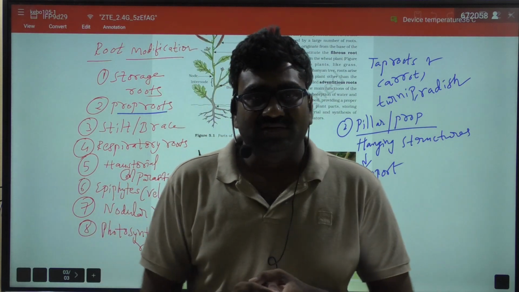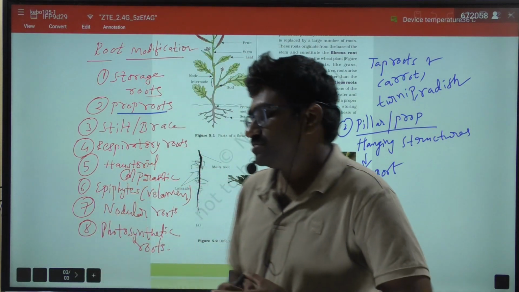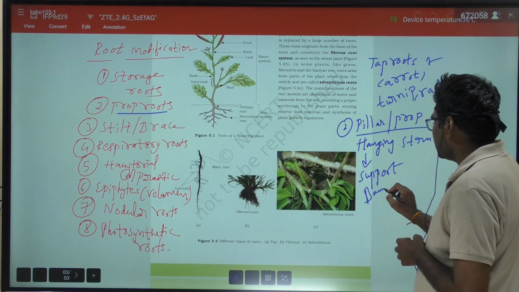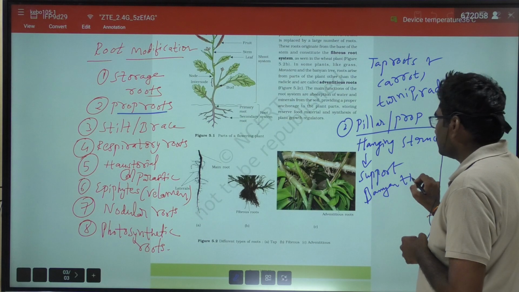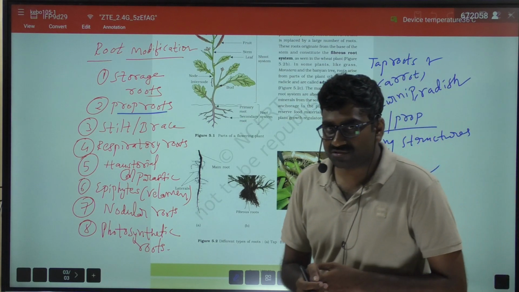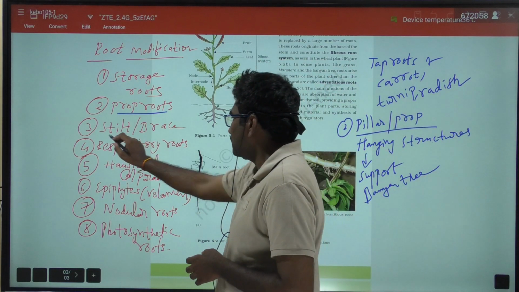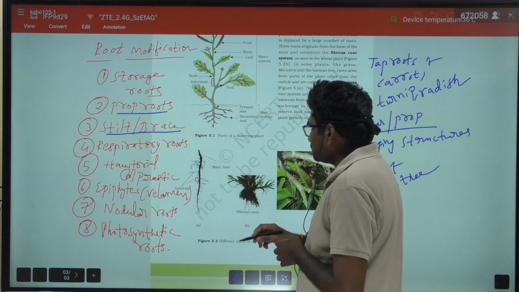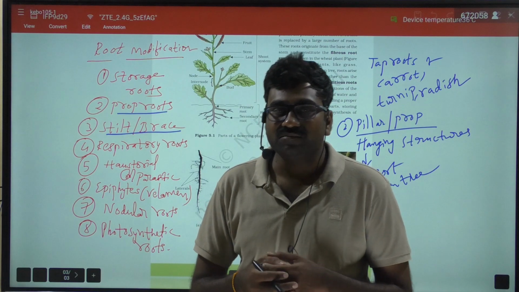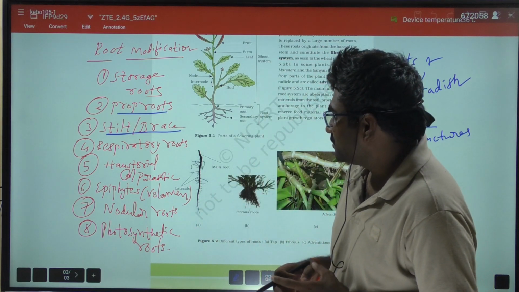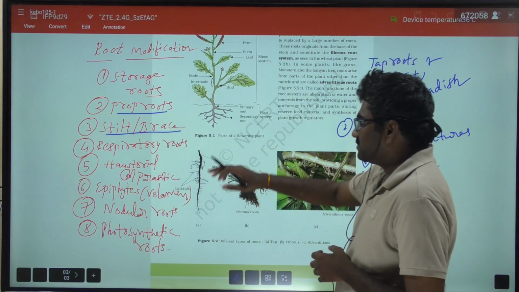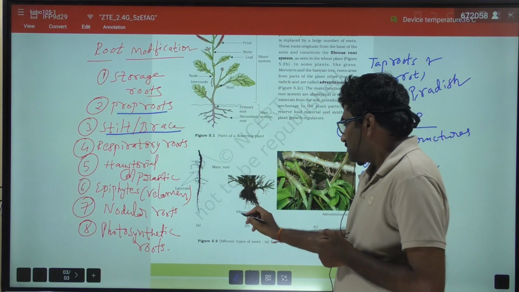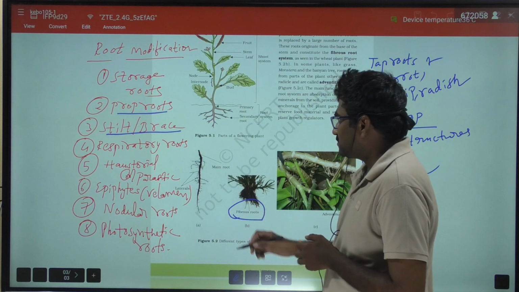That is why these roots are also called pillar roots. Examples: banyan tree. Next, stilt roots or brace roots. In most of the monocots, these stilt roots or brace roots are observed. That is, they possess a fibrous root system.